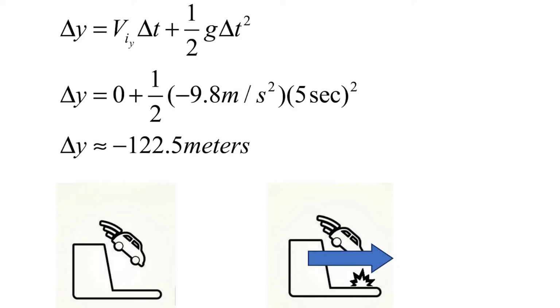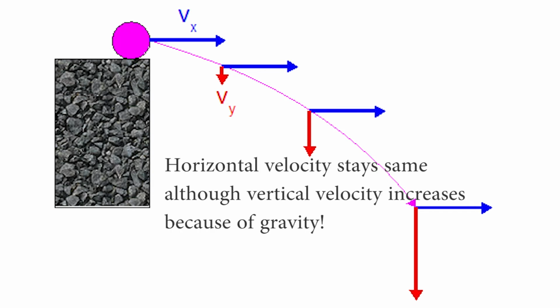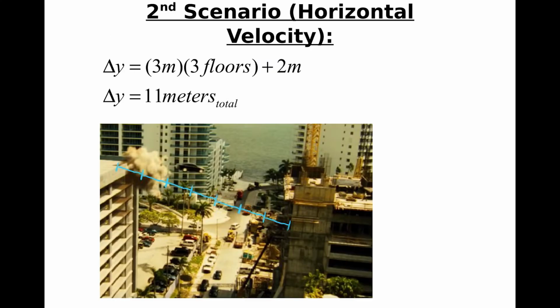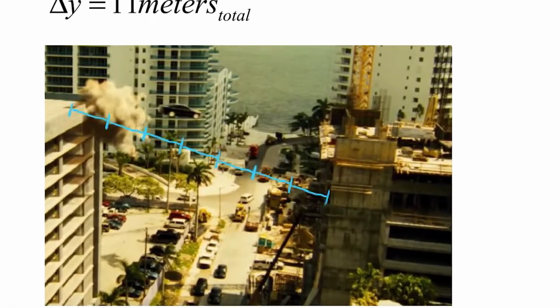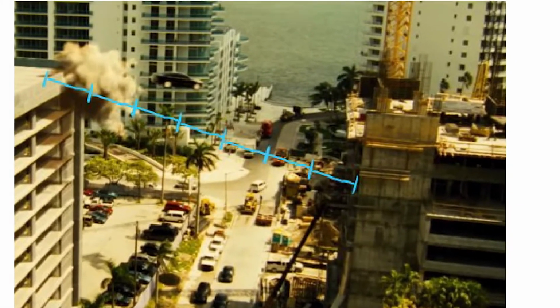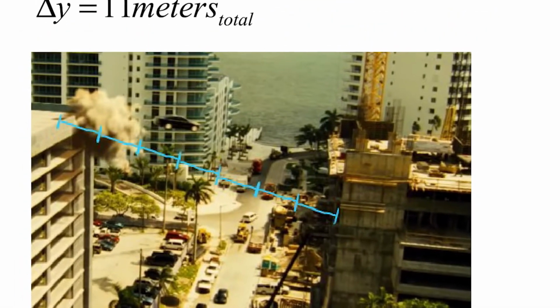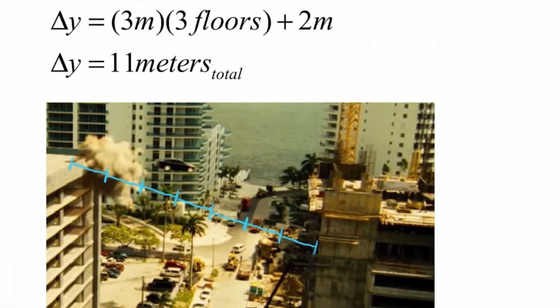A key point to notice here is that the horizontal velocity does not affect the vertical velocity at all, since they are independent of each other. In our second scenario, we can derive a more realistic flight time for the car, which would result in an insane horizontal velocity. We begin by assuming the car flies into the parking lot 2 floors below the roof of the second building based off of the clip.